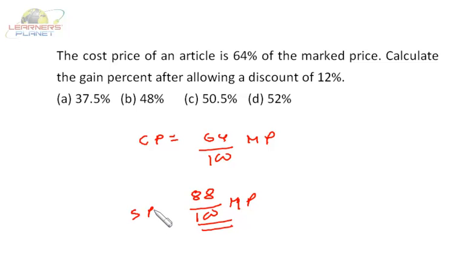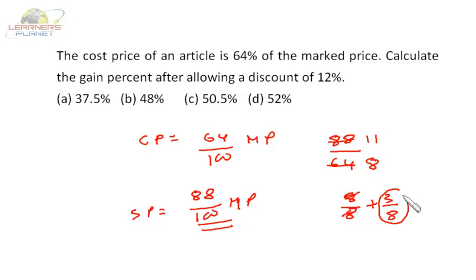Now this is the selling price. Now we just find out the SP by CP ratio. So it is 88 by 64, I mean this divided by this. So it is 8 by 8 plus 3 by 8. So the profit part is 3 by 8. If 1 by 8 is 12.5%, 3 by 8 will be 37.5%. I hope you are clear. SP by CP, and the data after 1 is the profit part, which is 37.5% here.